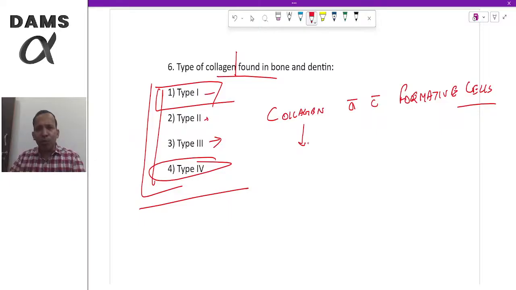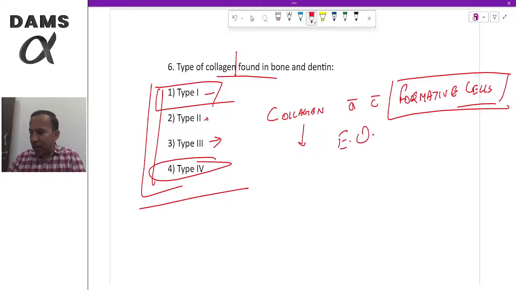Let me make this question more precise. Within the enamel organ, right? So instead of formative cells, let me say collagen fibers within the enamel organ. Are there any collagen fibers within the enamel organ? Within the enamel organ. और तुम में से कोई भी जवाब नहीं दे रहा, बहुत देर हो गई पूछते पूछते.